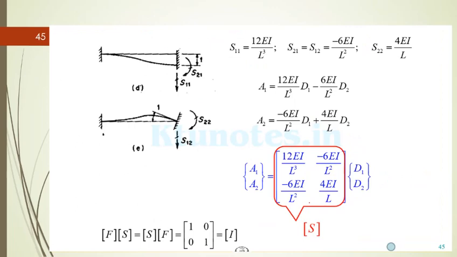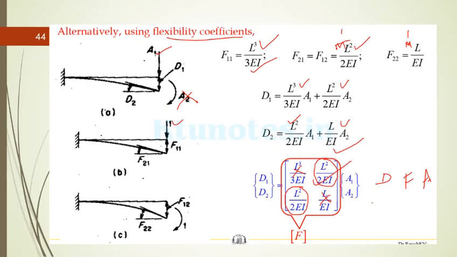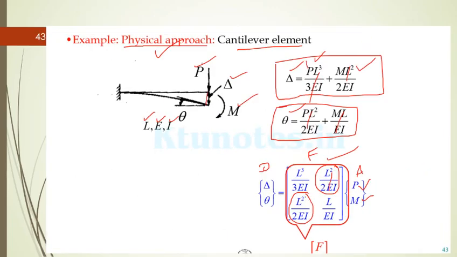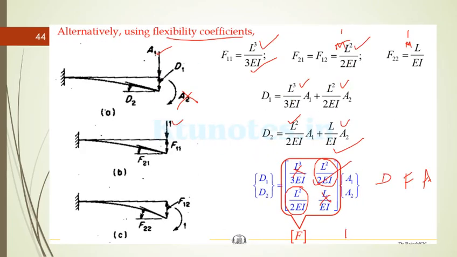Okay, so now we are finding the stiffness coefficient. One thing to note is that always the stiffness matrix will be the inverse of this F. So F inverse is equal to S, if you want to cross check it.